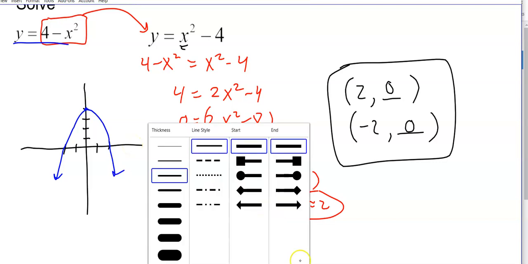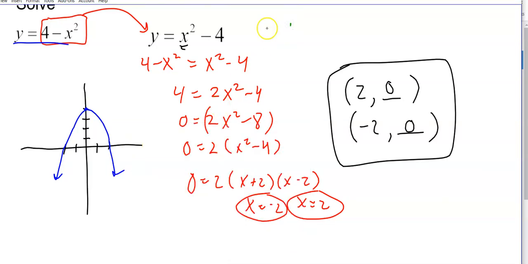This one has a y-intercept of -4. I should have drawn that first. And it roughly looks like this. And they cross at 2 points. They cross at (2, 0) and they cross at (-2, 0). So that's why we can sometimes have more than one solution.